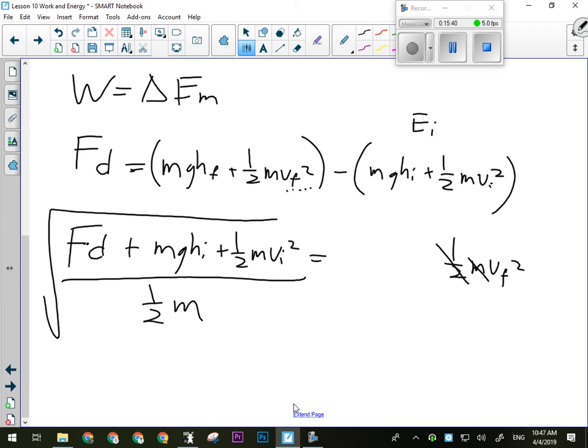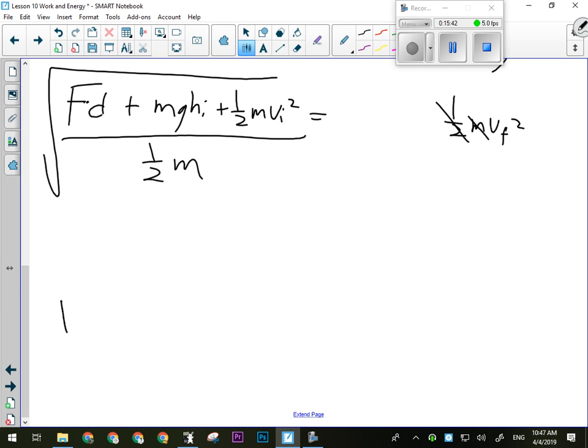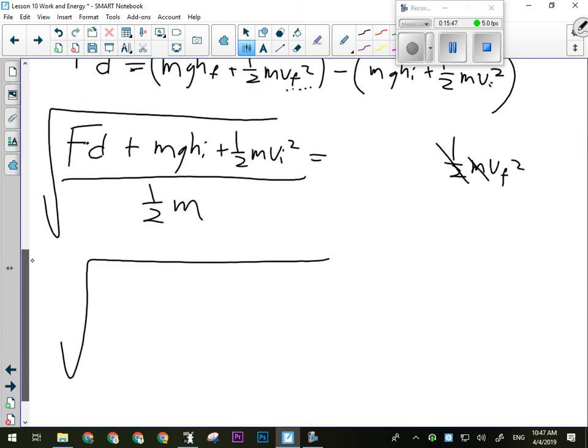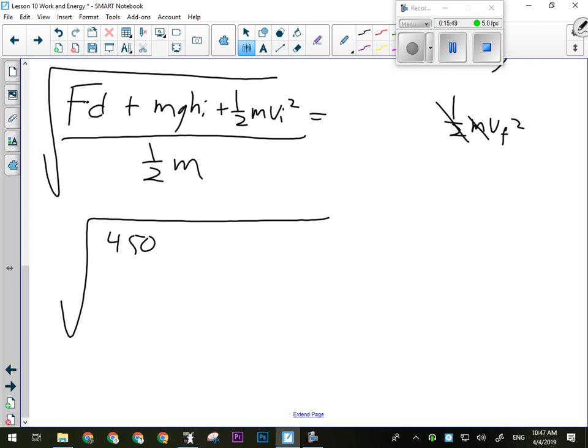All right, so now I can calculate v final squared. I just need to plug in all my numbers. So my force was 450 newtons multiplied by 15 meters.